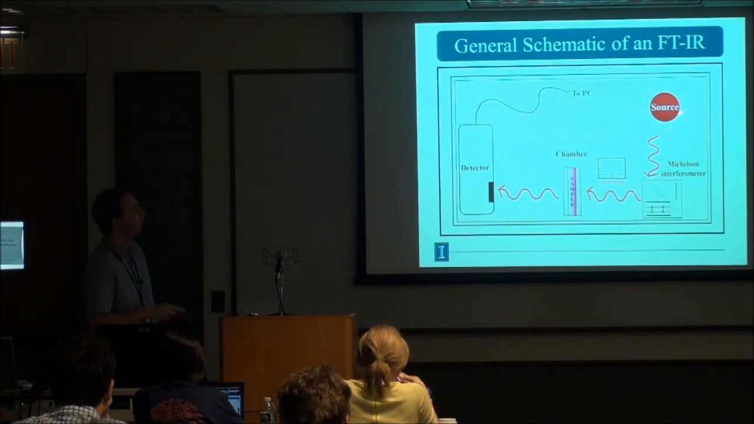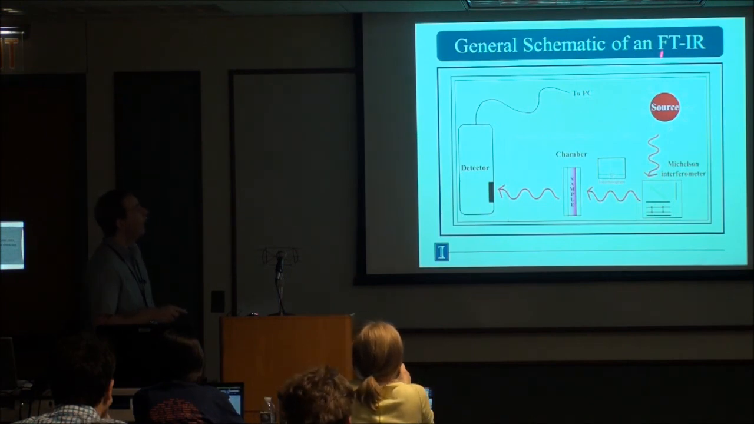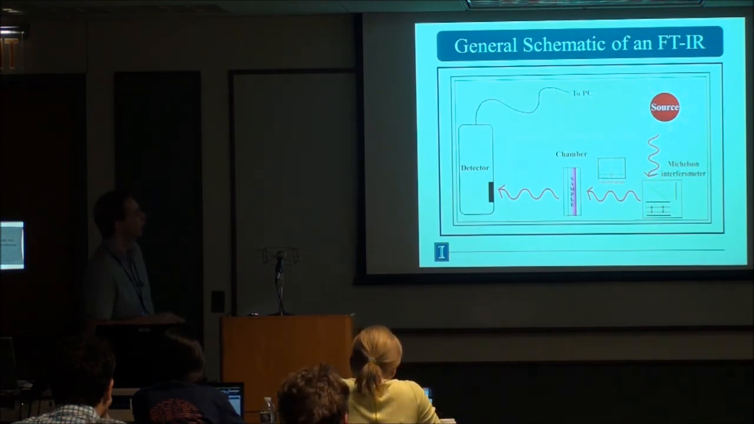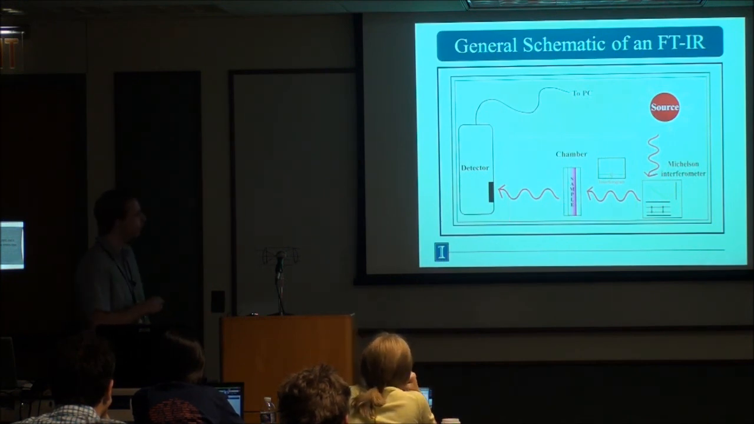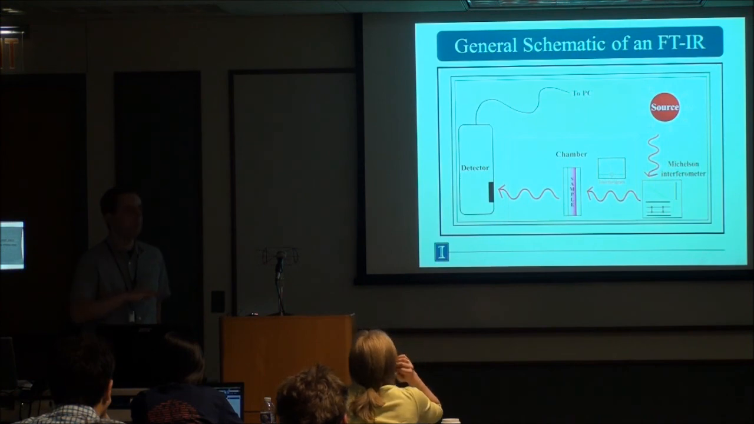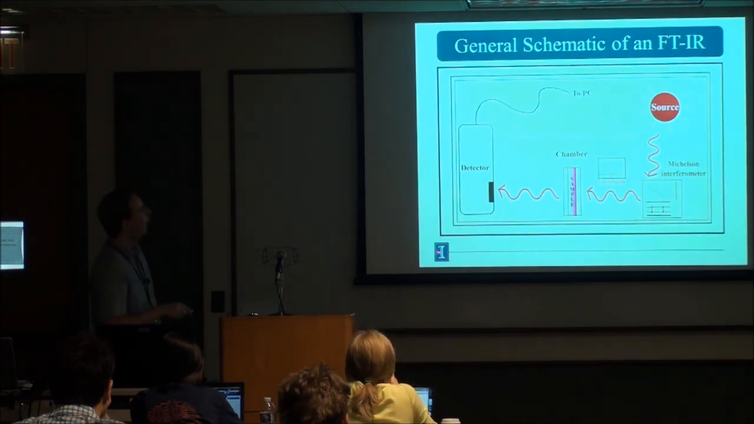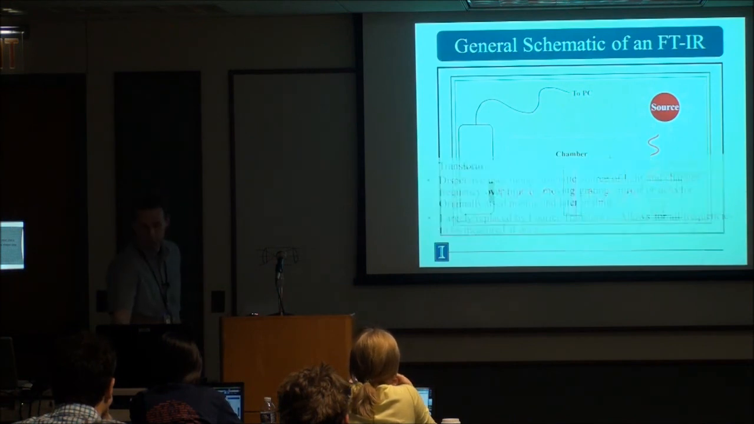We have an infrared source. This is a broadband mid-infrared source. I'll talk about these a little bit more in a moment. We then have a Michelson interferometer, which I'll speak about, a chamber where we can put our samples, and then a detector. I'll speak a lot more about these in a moment. What we can also do is couple this to a microscope. You'll have seen this last week where you were imaging mouse brain, rat brain, I think it was. I'll show you an example in a moment.